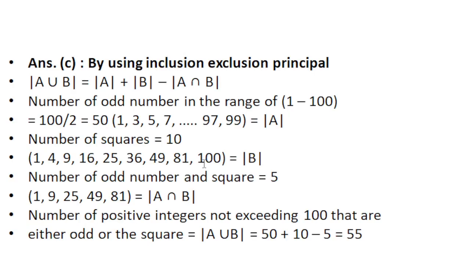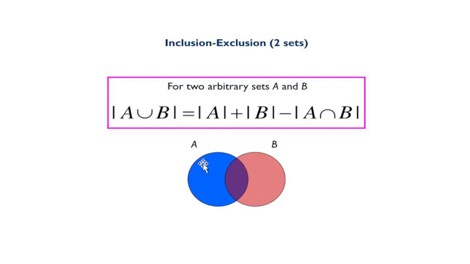As per the principle of inclusion and exclusion theory, for two arbitrary sets A and B, we have to find the number of elements in A union B. For that we have an equation: number of elements in A plus number of elements in B minus number of elements in A intersection B. Based on this equation, we are going to do this question. You should thoroughly learn this equation. This is very, very important.